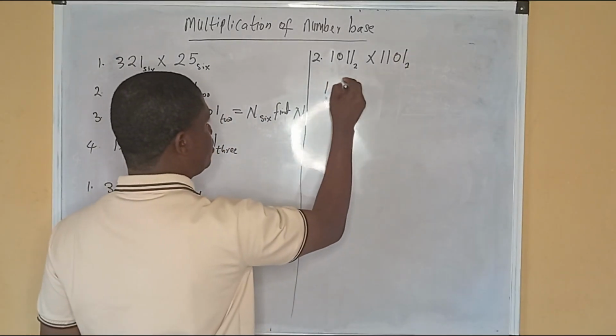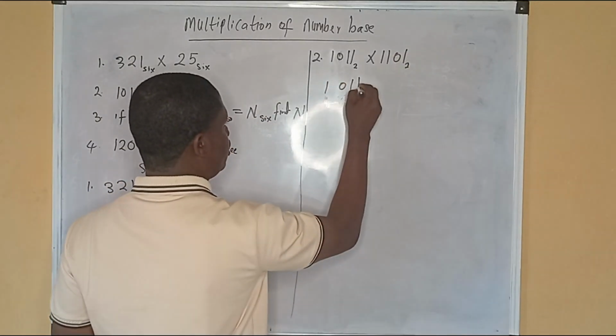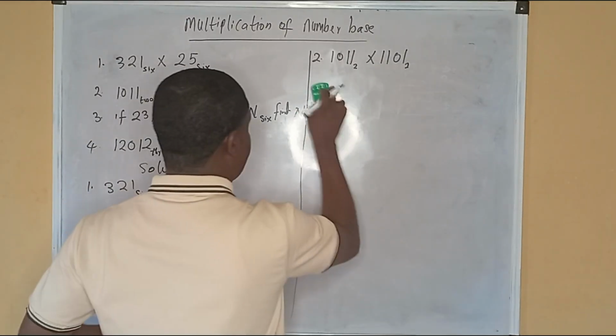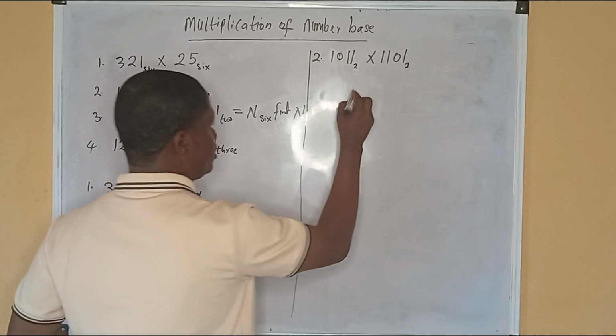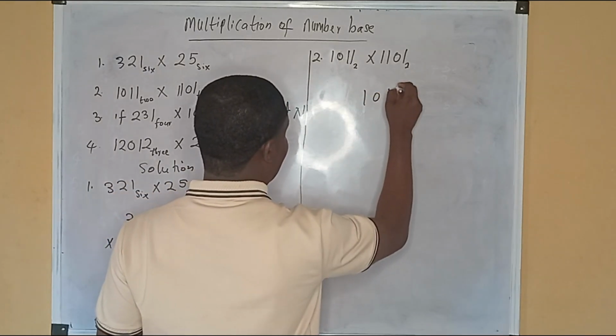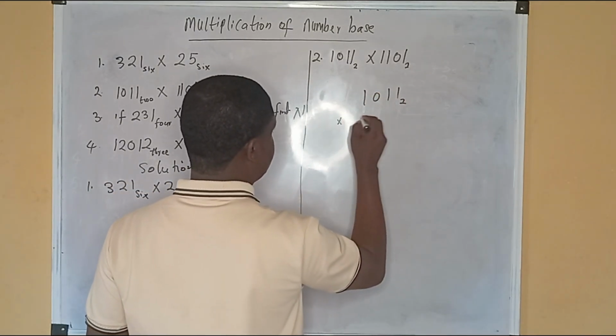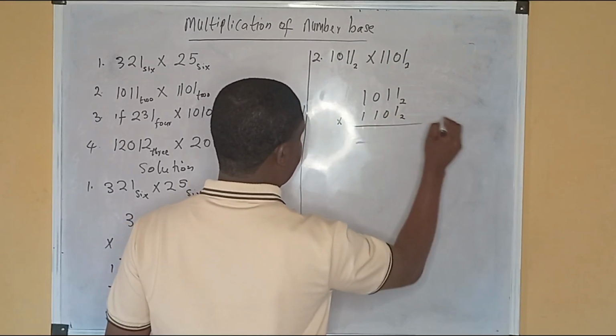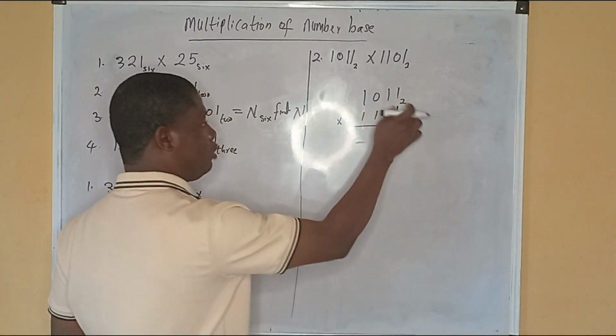So we have 1, 0, 1, 1 in base 2 times what? Let's write it here because I don't want it to cross over to this side. So we have 1, 0, 1, 1 in base 2 times what? 1, 1, 0, 1, which is also in base 2. So let's multiply. Now we are multiplying in base 2.